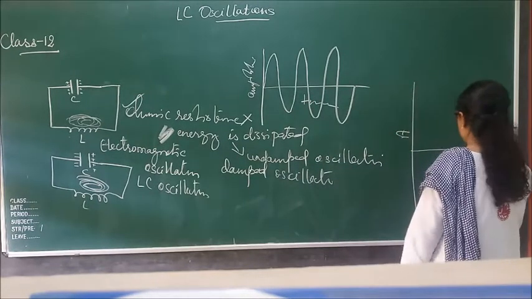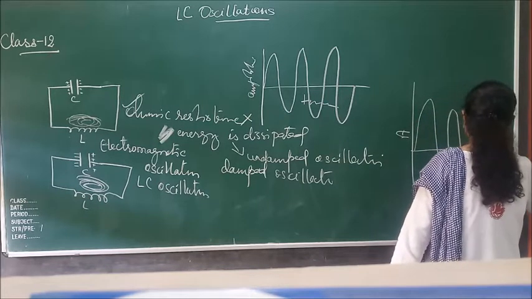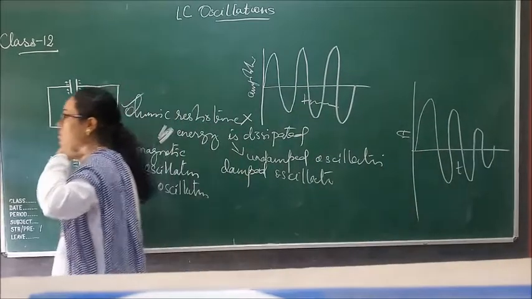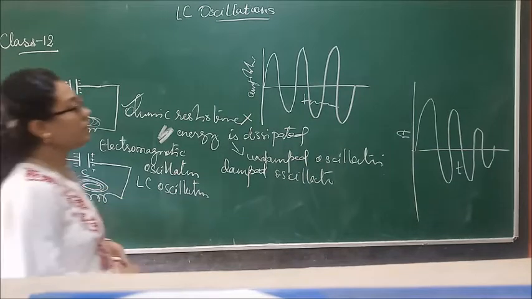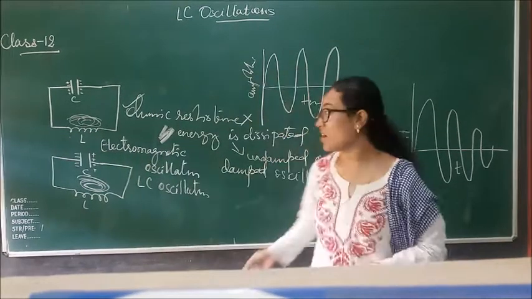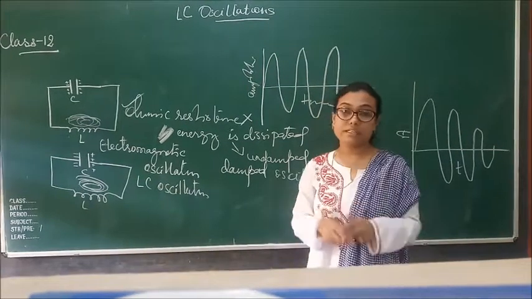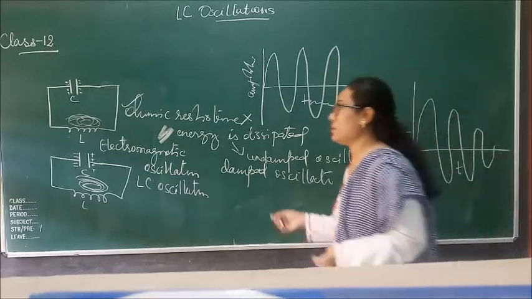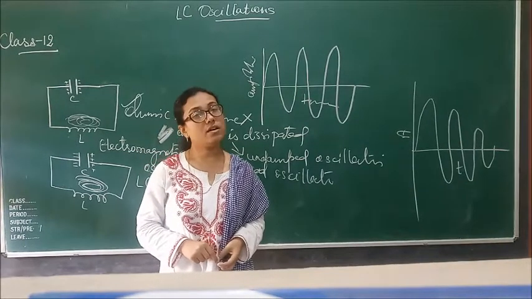This is amplitude, this is time. You will get your graph like this. This is the damped oscillation, and this is the undamped oscillation. Okay, students? This is the damped oscillation, and this is the undamped oscillation. This is the whole process which is done when you connect the capacitor with the inductor, and at last you will experience the electromagnetic oscillation or LC oscillation.